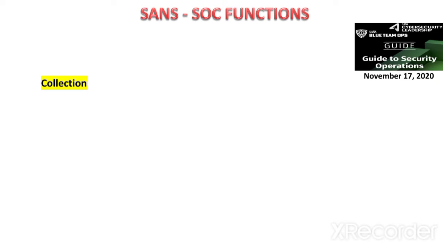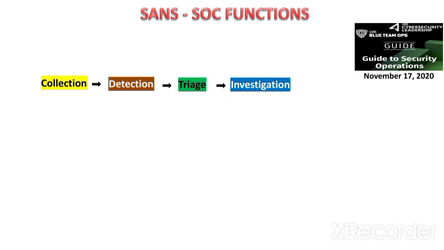So the first core function is the collection. The next one is the detection. Next, triage, investigation, and lastly, the incident response. Now, these are five core functions of security operation centers, and we need to focus on the initial functions since each previous function provides input to the next one. So we need to optimize the initial functions first.